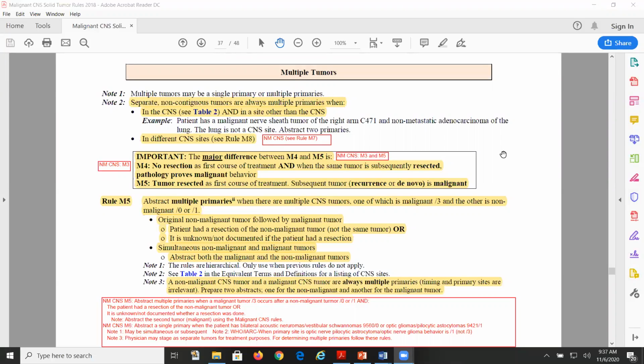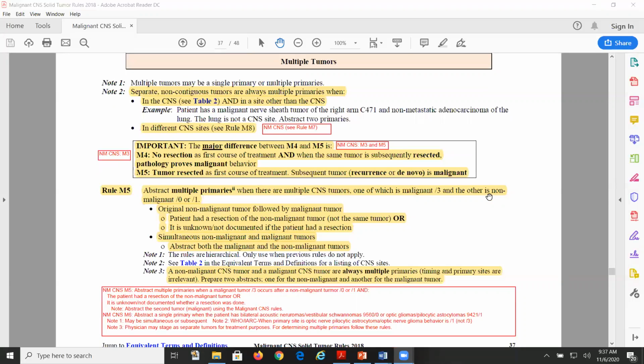Now, the major difference between M4 and M5 is that in M4, there is no resection as first course treatment, and it is the same tumor. When the same tumor is subsequently resected, the pathology proves malignant behavior. M5, we're talking about separate tumors, and the tumor is resected as first course of treatment.